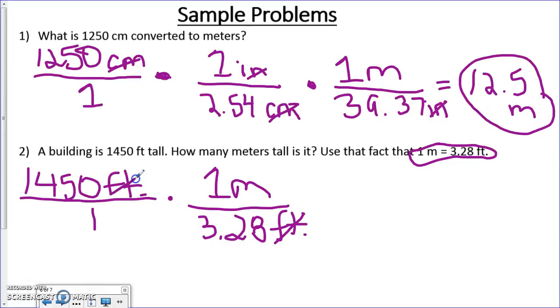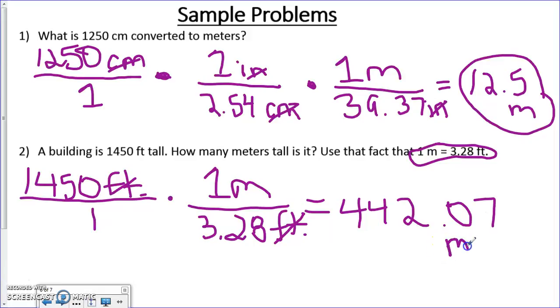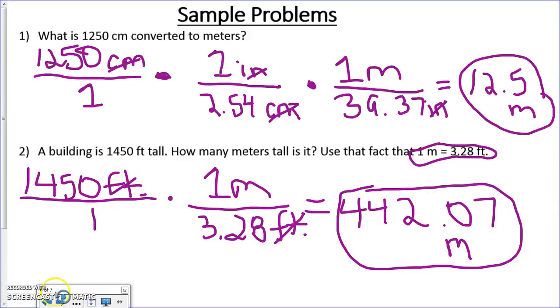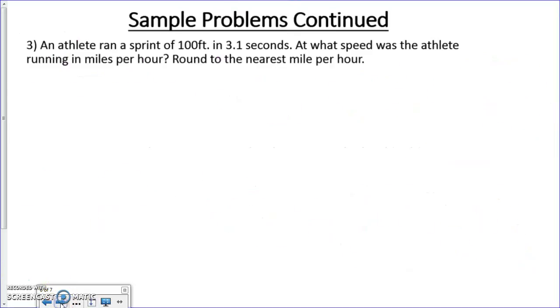Cancel out the word feet. And again, the final answer you're going to get here is 442.07 meters. Let's look at one more. An athlete ran a sprint of 100 feet in 3.1 seconds.